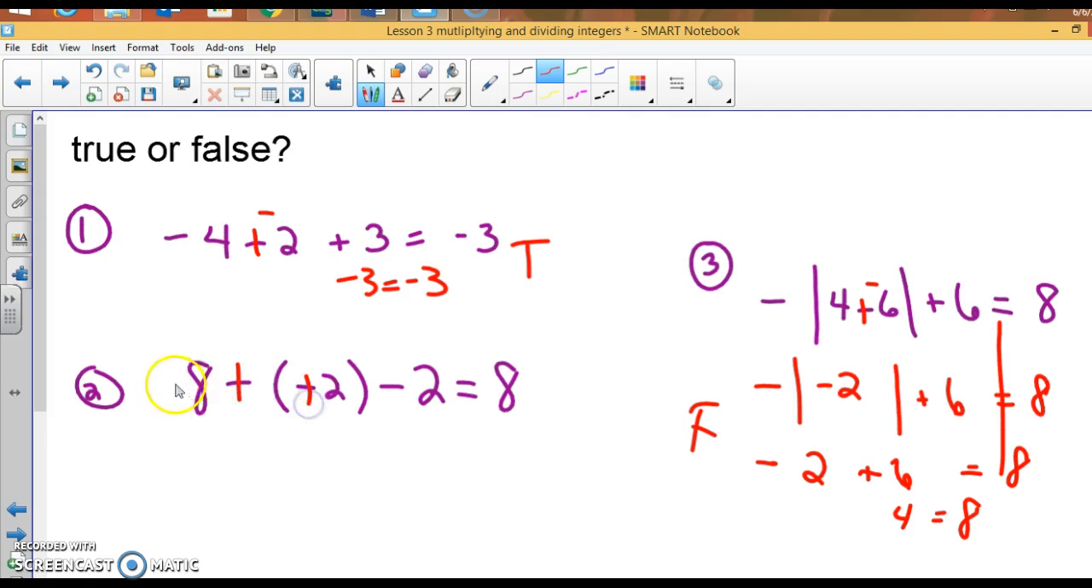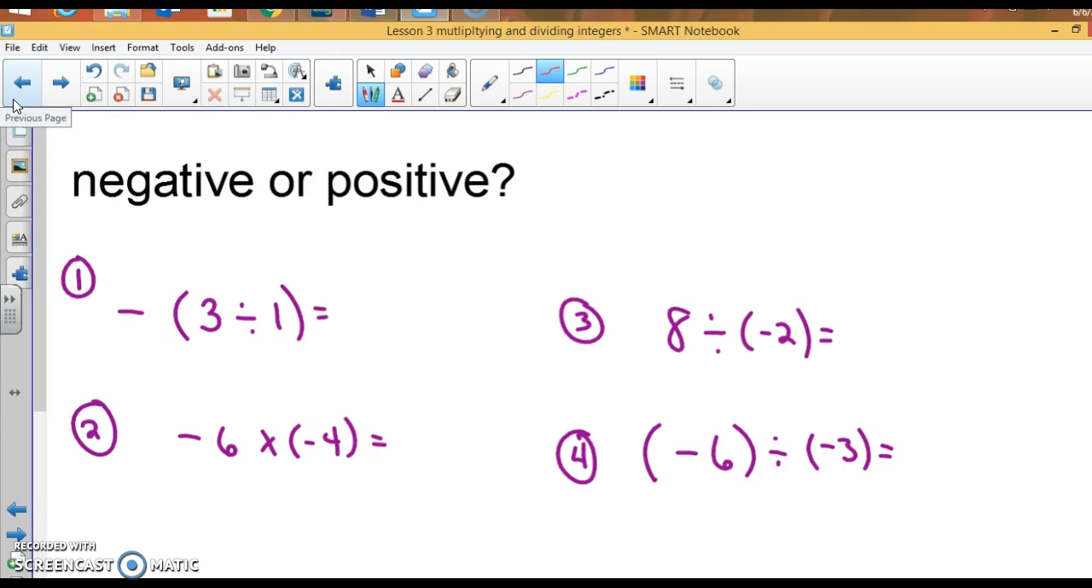All right, this one. Add the opposite. 8 plus 2 is 10. 10 minus 2 is 8. So this is true. Positive or negative? Well, 3 divided by 1 is just going to be 3. We're going to have a negative out in front, so -3. So it is negative.